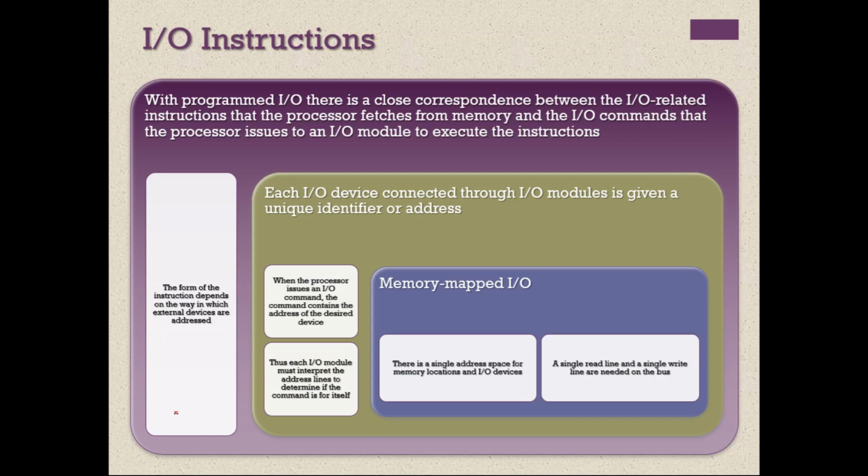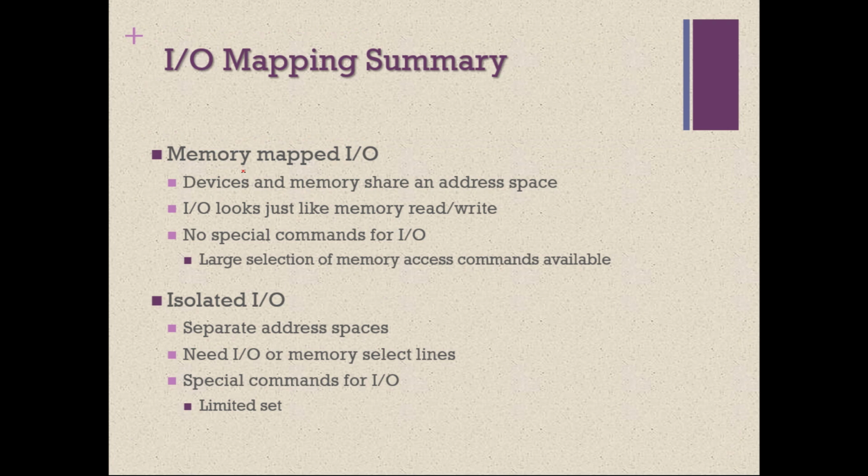Again, with programmed IO, as we have already discussed, each IO device connected through the IO module is given a unique identifier or address. This addressing of IO device is actually of two types. One is called memory mapped IO, and the other one is called isolated IO.